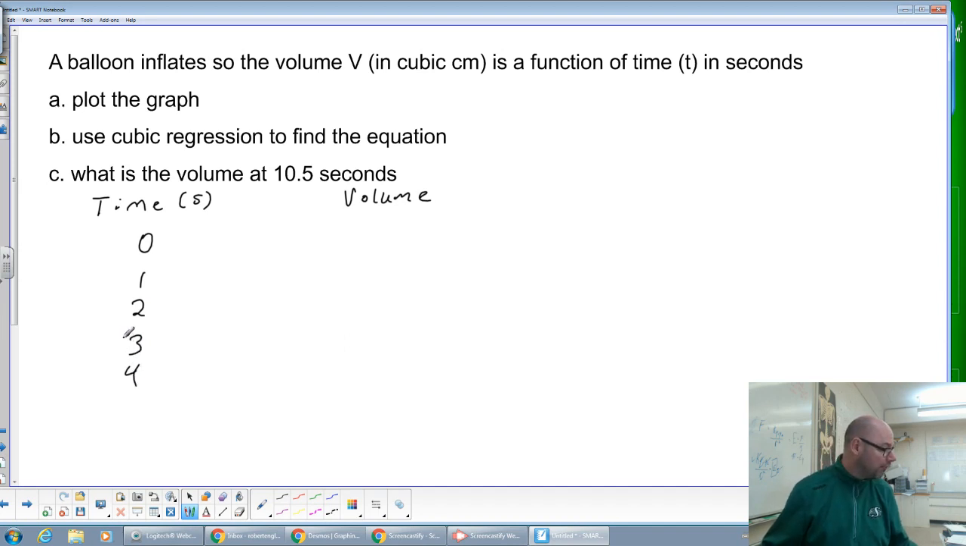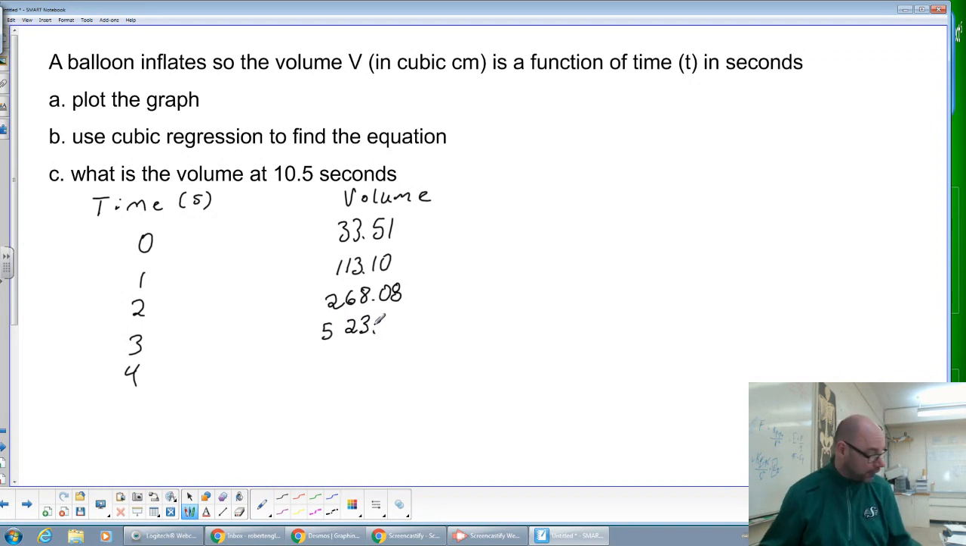And this time we have 33.15 or 51. Then we have 113.10, 268.08. It's number 4 on page 420 if you're looking. 23.60, and our last one 904.78.